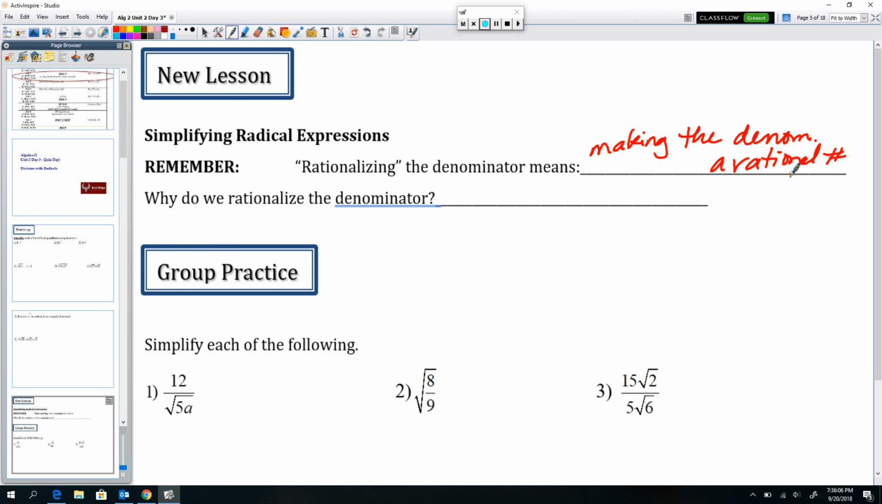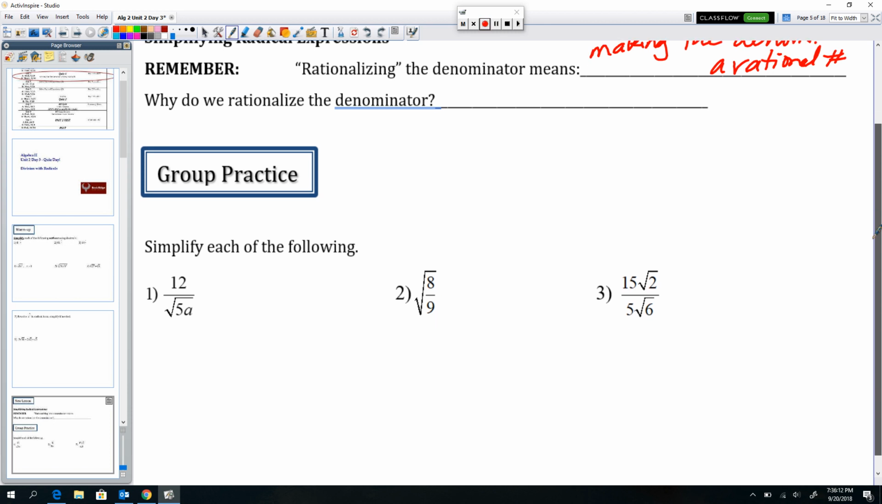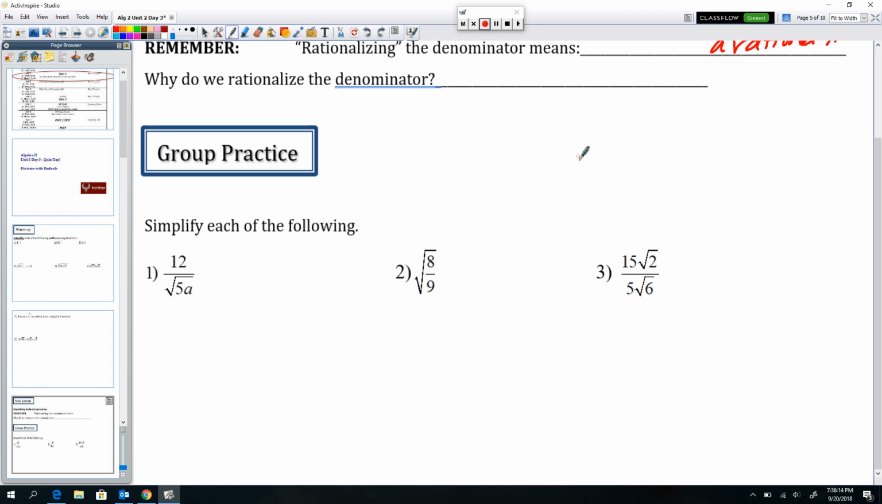We saw how that happened with imaginaries, but we're going to go ahead and see how that happens with radicals today. Why do we do it? It's proper form to make sure that we have real numbers, rational numbers in the denominator. So if you come across something like this, 12 divided by the square root of 5a, this is a problem. We cannot have radicals in the denominator.